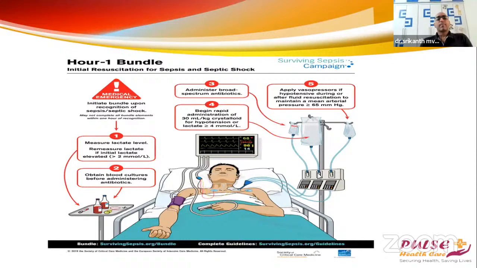Now coming to the bundles. Basically, the sepsis guidelines are given by the Surviving Sepsis Campaign, wherein people sit every 4 years and update the bundles accordingly. The first guidelines were given in 2004, and from then on, every 4 years, these guidelines have been revised. The latest guidelines have come in 2021.